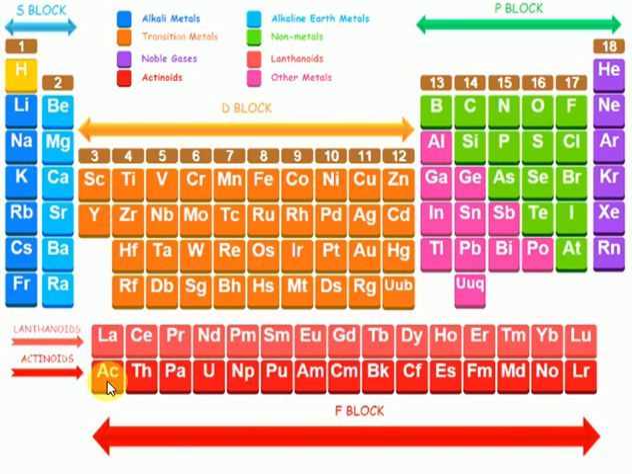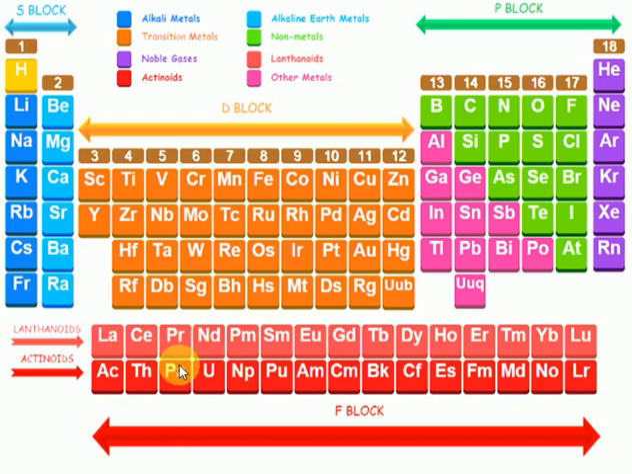The next elements are called actinides only: thorium, protactinium, uranium, neptunium, plutonium, americium, curium, berkelium, californium, einsteinium, fermium, mendelevium, nobelium, lawrencium only. So the elements coming after actinium have properties similar to actinium. That's called actinides only. So remember, students, these elements which appear at the bottom of the periodic table are called F block elements only.